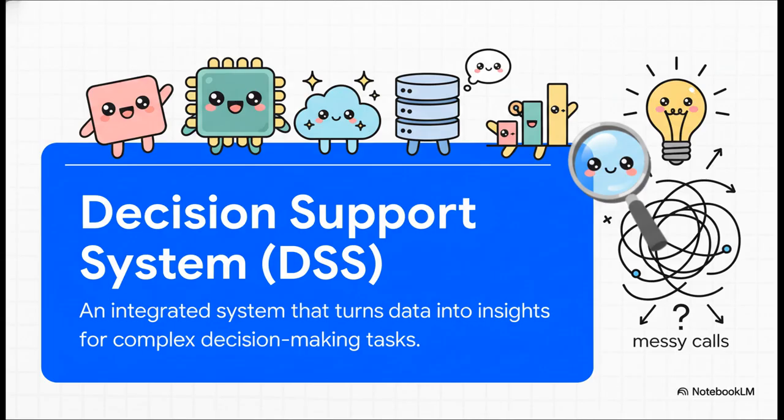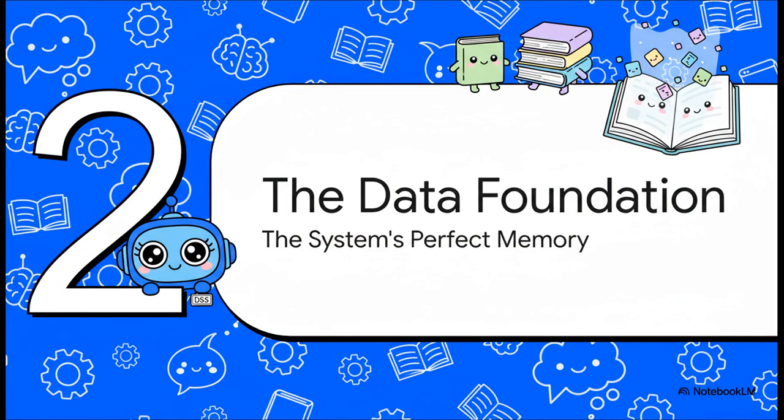And what's its main job? Well, it's all about helping managers make those really tough, messy calls. You know, the ones that the textbook calls semi-structured and unstructured decisions. Basically, any situation where there isn't a simple black and white answer. So, how does this team actually work? Let's break it down, starting with component number 1, the data foundation.